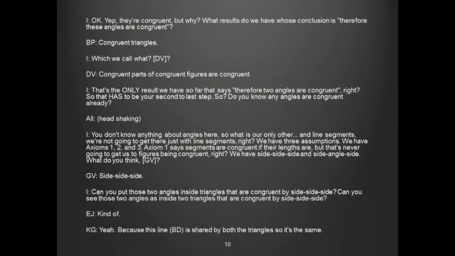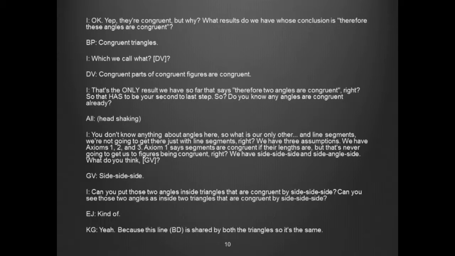So this is a transcript of the discussion after I said, no, that's not OK. OK, yep, they're congruent, but why? What results do we have whose conclusion is, therefore, these angles are congruent? Congruent triangles, which we call the congruent parts of congruent figures are congruent, which is one of our assumptions. That is the only result we have so far. It says, therefore, two angles are congruent, right? So that has to be our second to last step. So do you know any angles are congruent already? They shake their heads. You don't know anything about angles here.